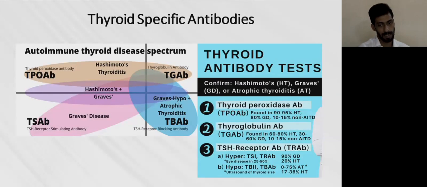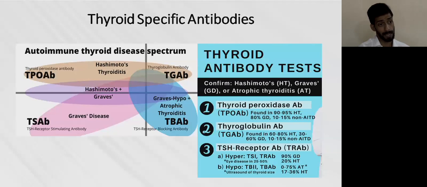Thyroid peroxidase, TPO, is more commonly seen in Hashimoto's. Please remember that there is a small amount of overlap between all the three antibodies. So it's not that you can't get a TPO in a Graves' disease. So about 20% can have. Thyroglobulin is almost always seen in Hashimoto's.